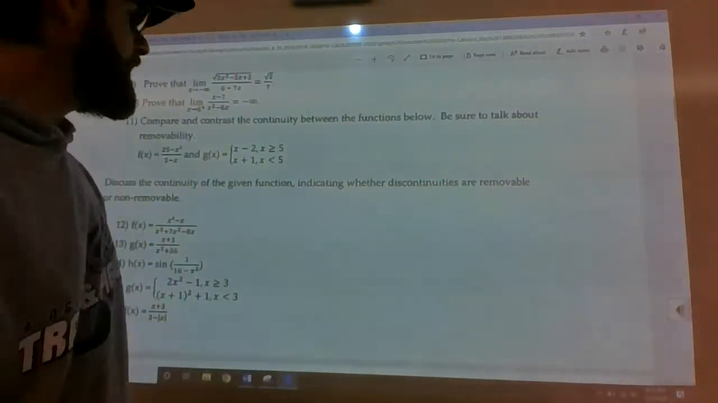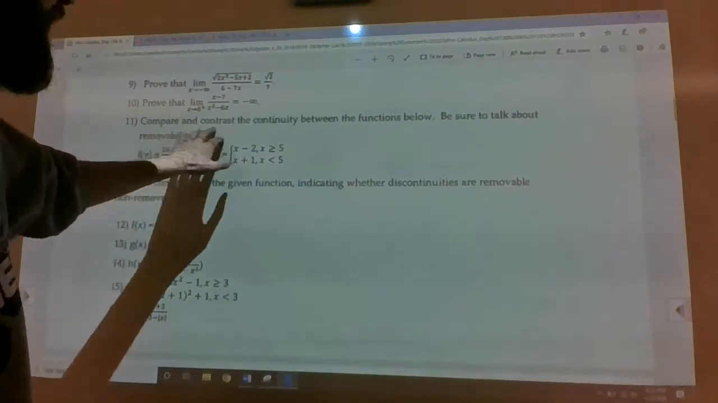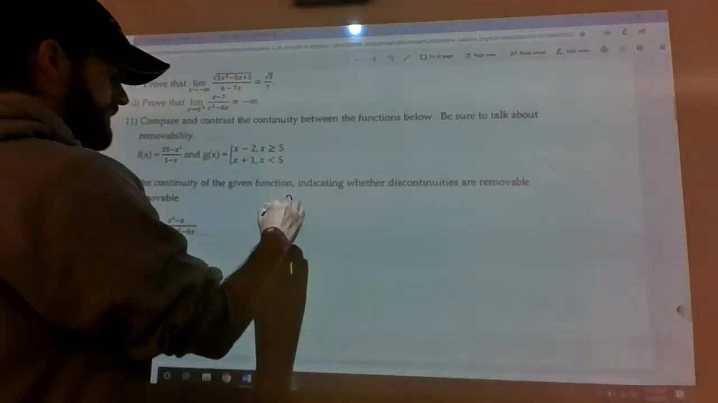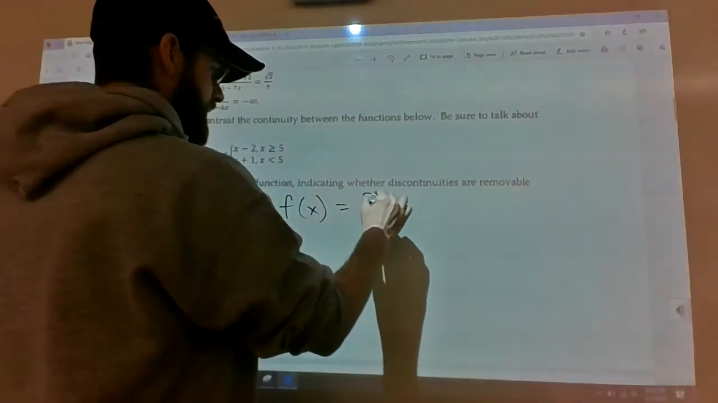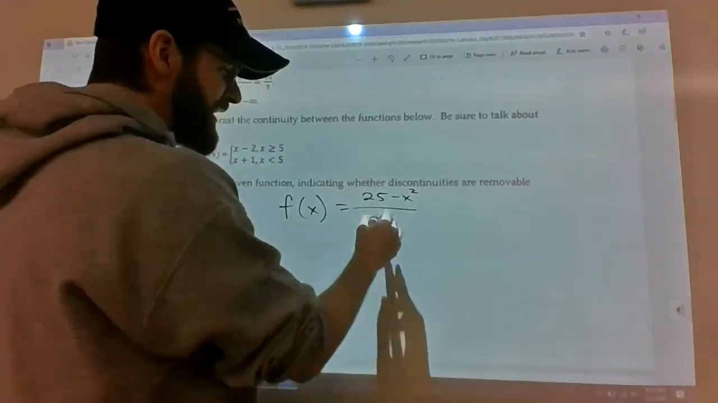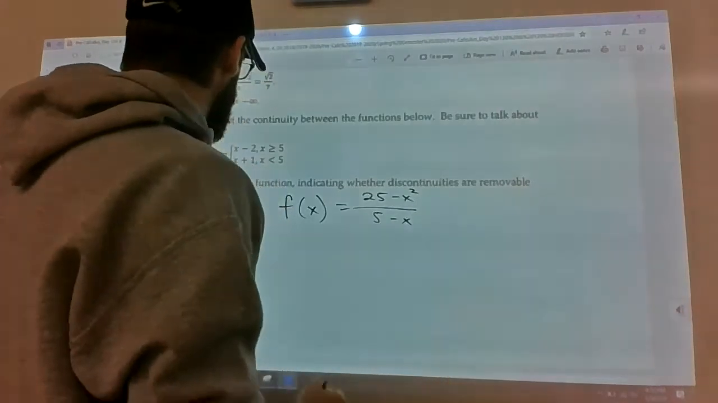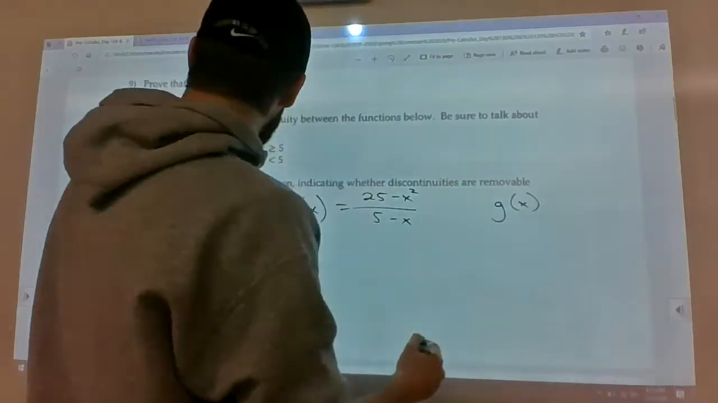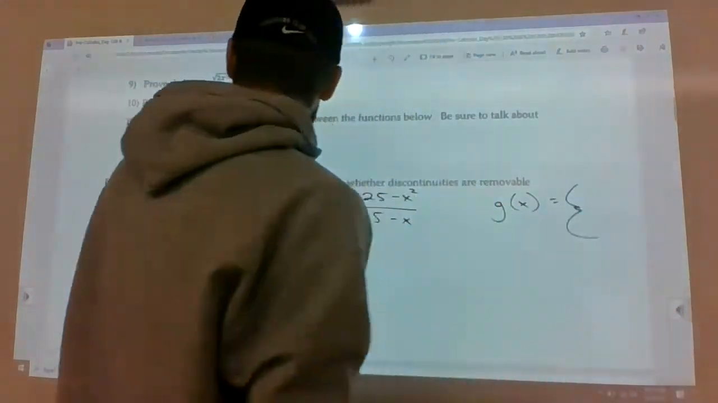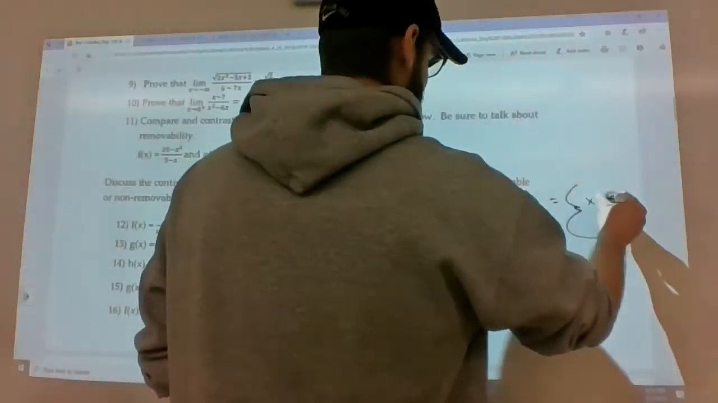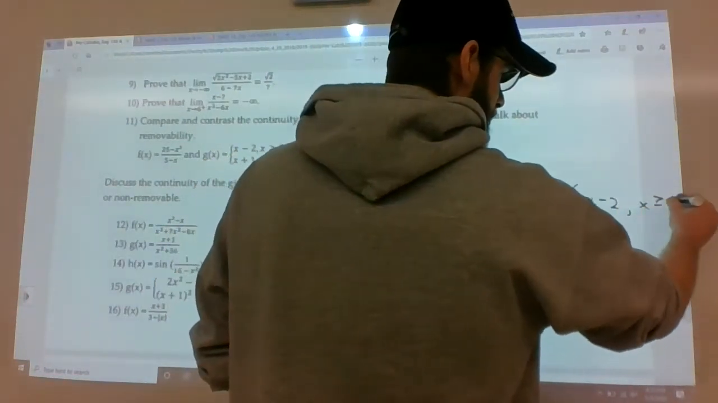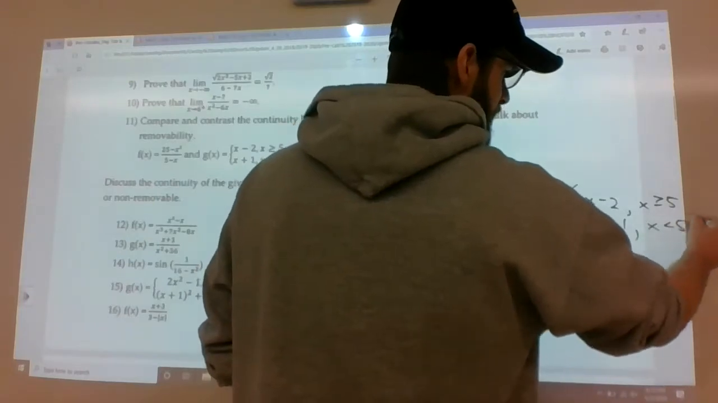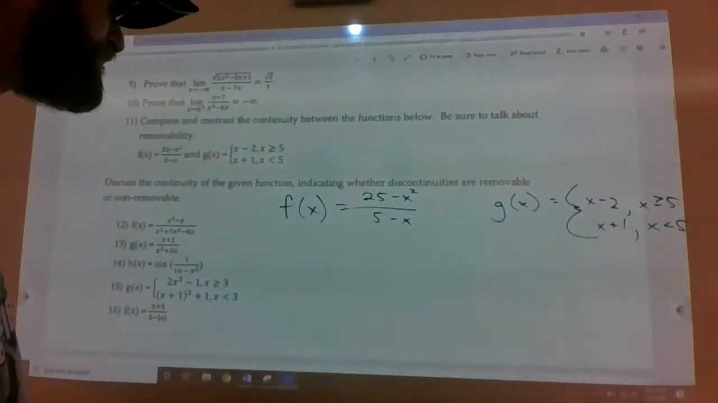All right, number 11. Compare and contrast the continuity between the two functions below. I always find it interesting to see how students will try to use reasoning skills through the English language instead of just doing everything mathematically. That's why I think this showed up on this particular version of the test.